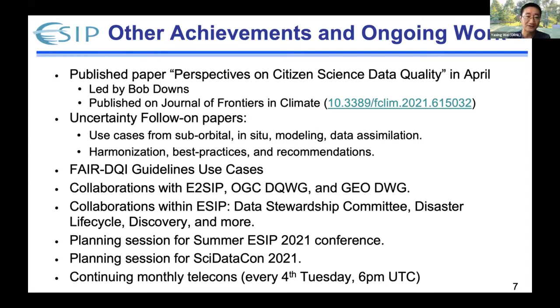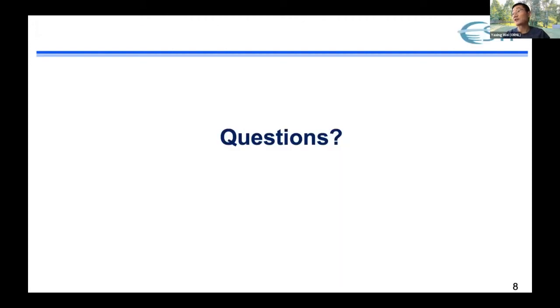Other ongoing activities include the uncertainty follow-on papers and also the FAIR DQI guideline use cases, which Jasmine introduced in her presentation. And some other collaboration and sessions that we organized in the coming conferences and meetings. So that's a very brief introduction and overview of the recent efforts going on in IQC. IQC is really looking forward to further conversation and collaboration across clusters within ECIP and also beyond ECIP. So if you have any questions for me or our co-chairs of IQC, feel free to bring them up. Thank you.